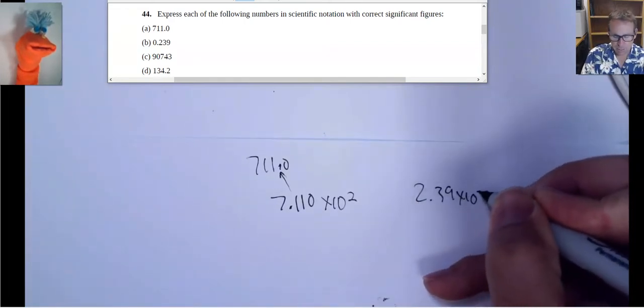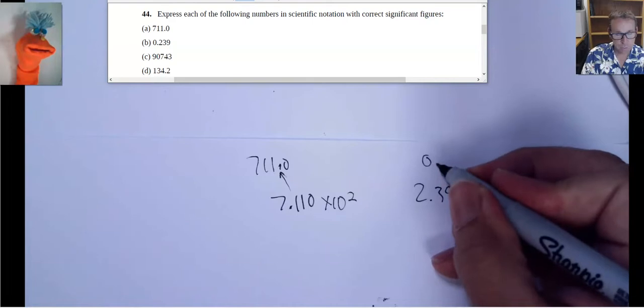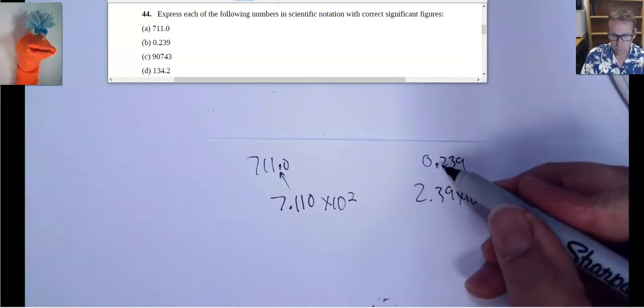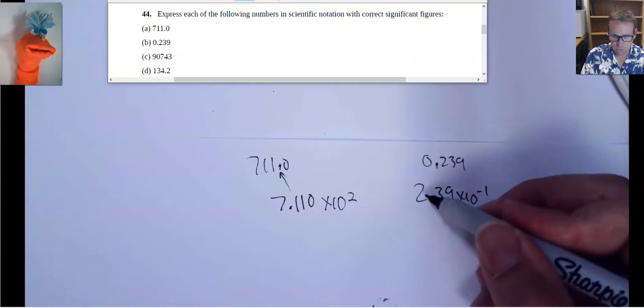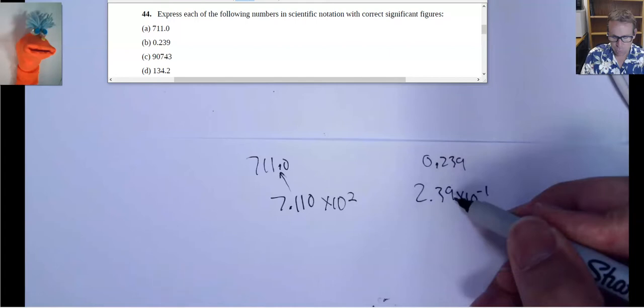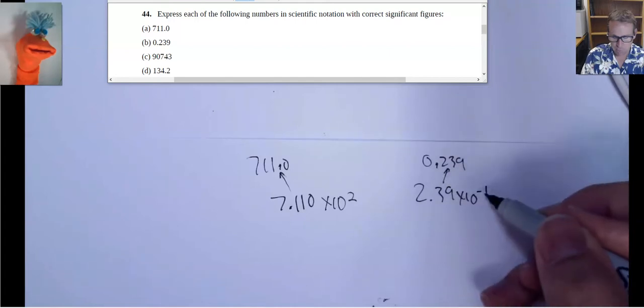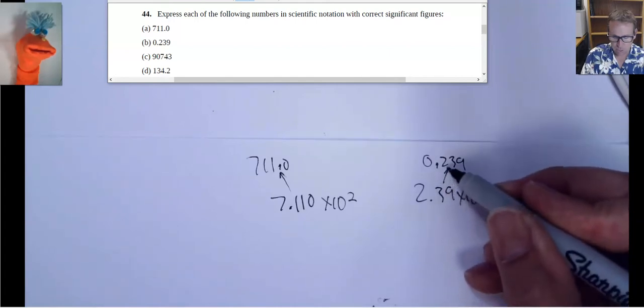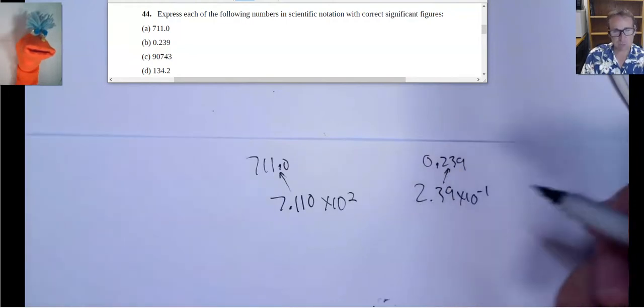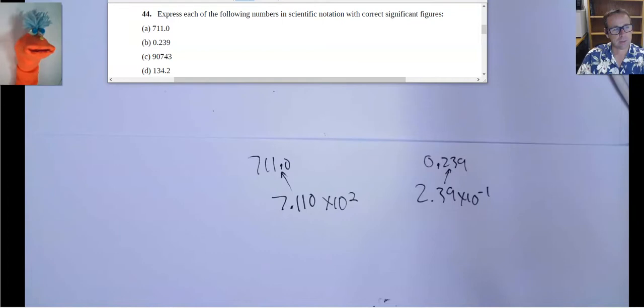2.39 times 10 to the -1, he says, and that's 0.239, okay? And I'm moving the decimal place over once to the right to go this way. If I go from 2.39 back up to there, I have to move it over to the -1. I have to move it 1 to this direction, right? So that's -1. Excellent. That's easy. I got it now. 9.0743.